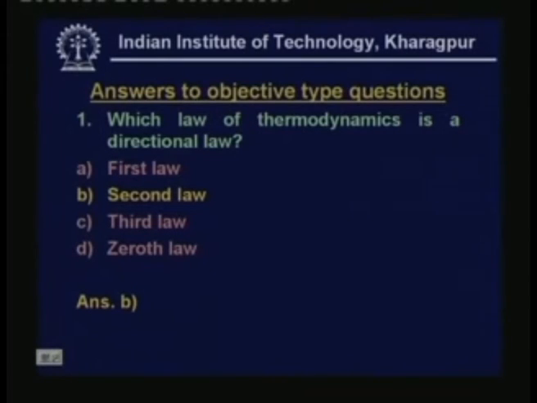Now, let me quickly give the answers to the objective type questions. I asked which law of thermodynamics is a directional law, and the choices were first law, second law, third law and zeroth law, and the answer is second law. So, the second law of thermodynamics is a directional law.